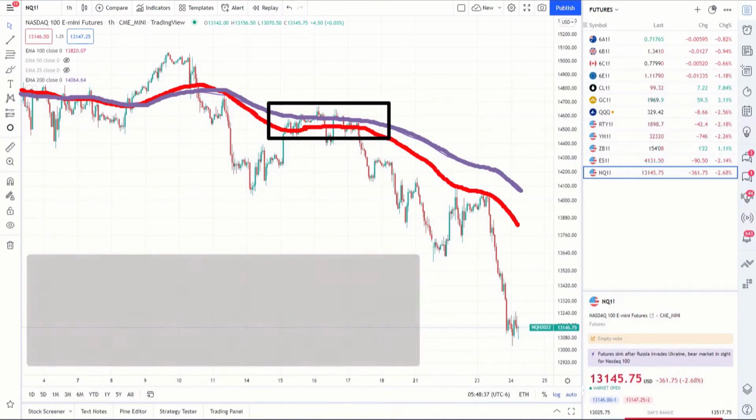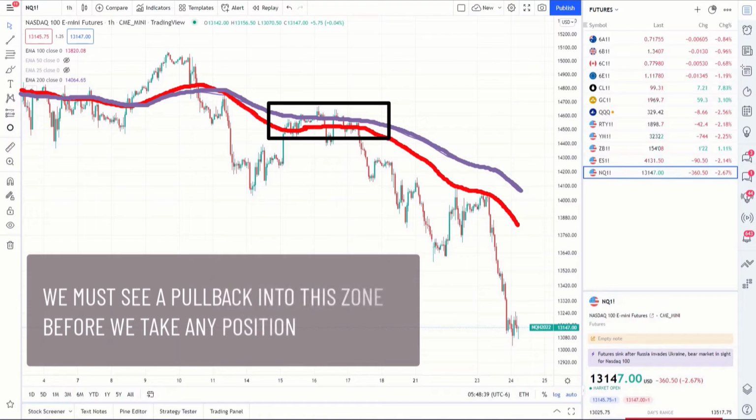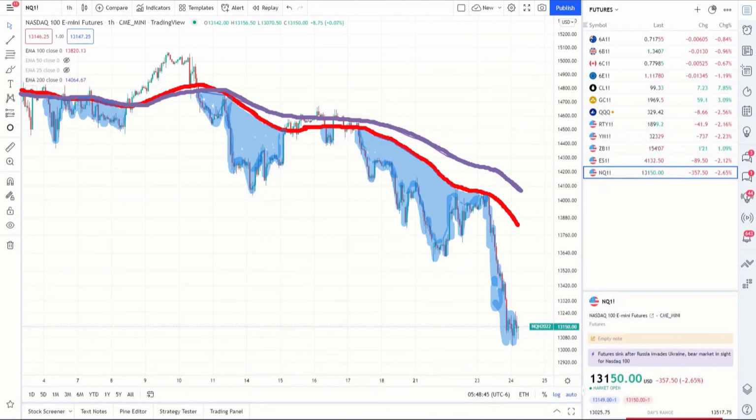This zone is the area at which we will be looking to enter into the market or begin initiating a position. If price is trading below both averages, as in this example, then we simply wait for a retracement back into the zone in order to enter a trade.